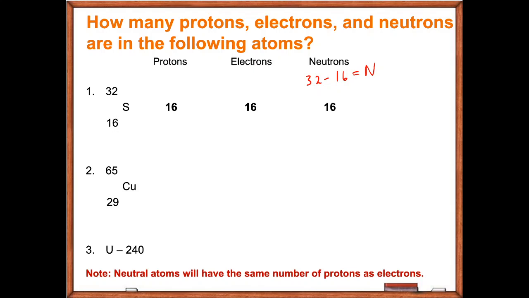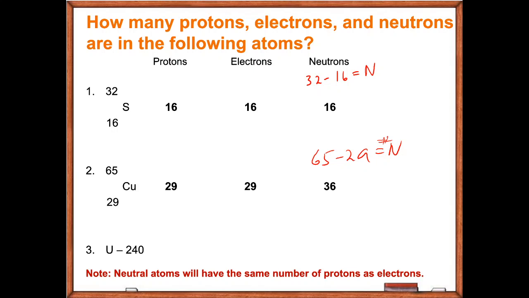The next one we have is copper, with 29 and 65. The first one will be our atomic number, which also tells us our number of protons, so all you have to do is copy that number over. It also tells us our number of electrons, so also 29. Now again, 65 minus 29 will tell us the number of neutrons. If we do that math real quick, we end up with 36. No big deal. As long as you understand what those two numbers are telling you, it should be fine.